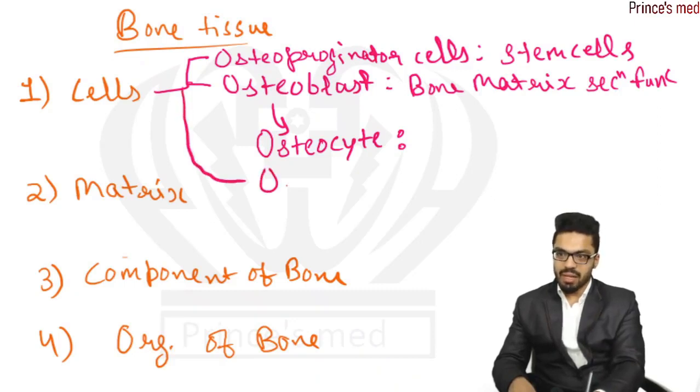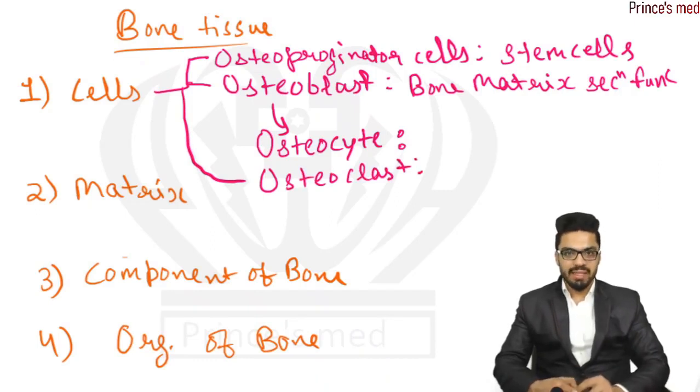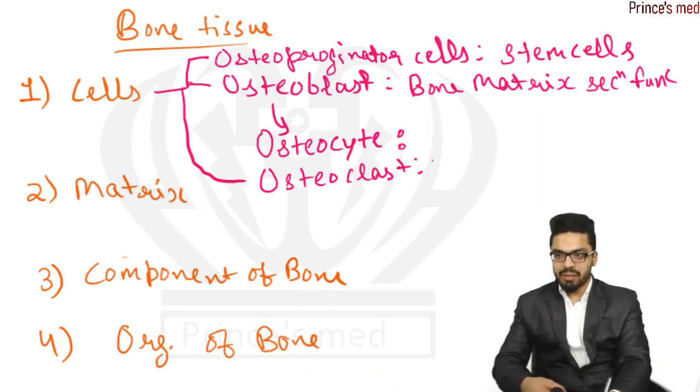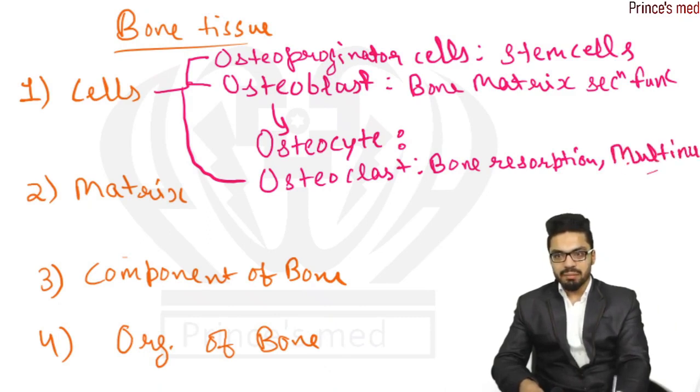Next is our osteoclast. Osteoclasts are our bone resorbing cells. They resorb the bone by phagocytosis, and they are derivatives of our blood monocytes, so they are multinucleated. The function of osteoclasts is bone resorption, and it gives shape to our bone. It removes the roughness of the bone and makes it smooth. Next we will see the matrix.